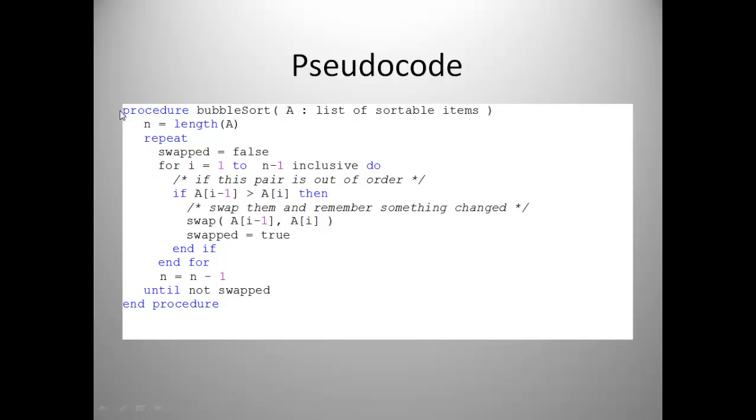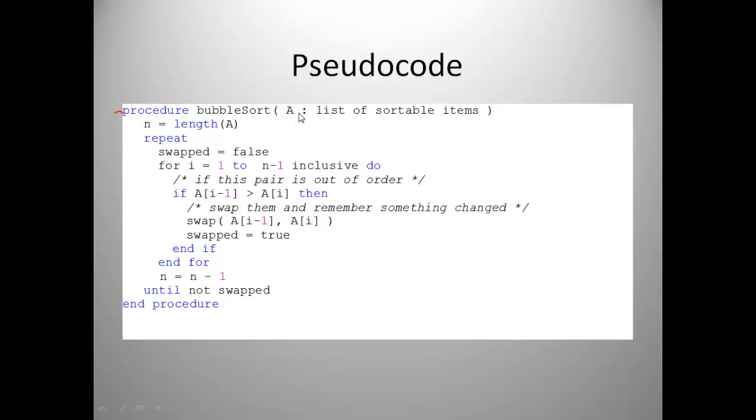Here we have a function, or as it's called here, a procedure, bubble sort, and one of its arguments is an array, which would be a list of sortable items. Let's just talk about integers, because those seem to be used mostly. We have an integer, n, which is equal to the length of a. So if our array had 5 items in it, the length of a would be 5.